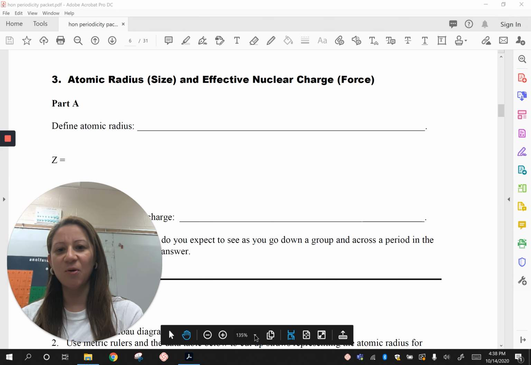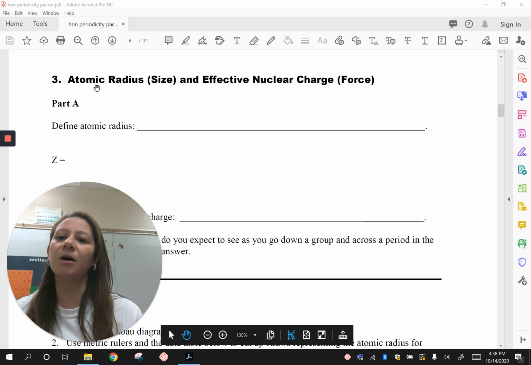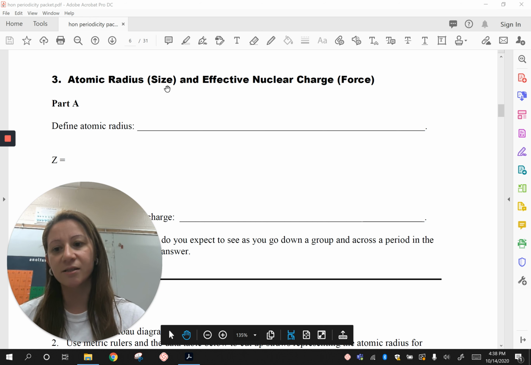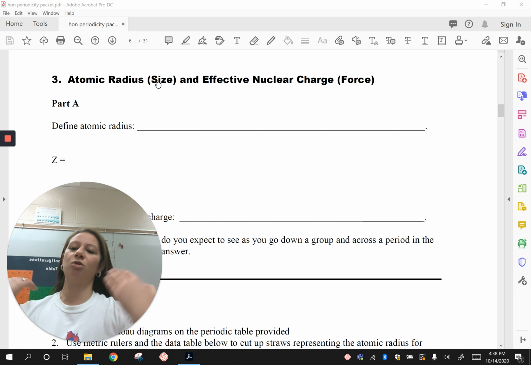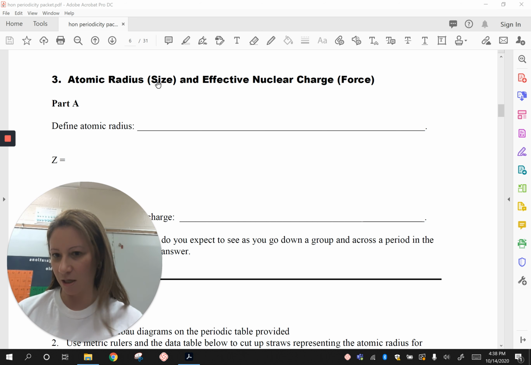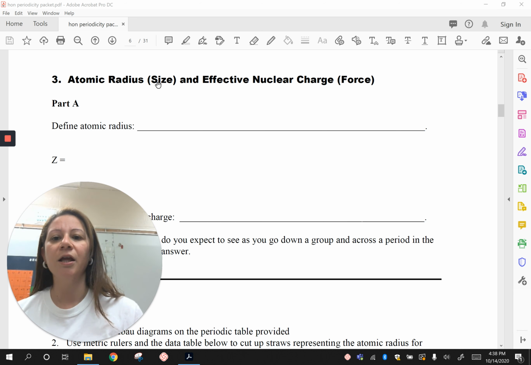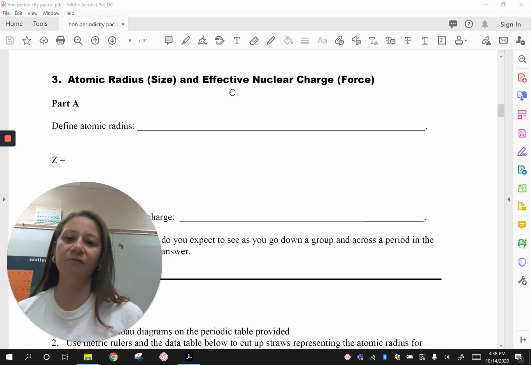Hi guys, we're continuing to talk about Chapter 6, Periodic Trends, and we are going to talk about two properties today and their trends on the periodic table. The two properties are atomic radius, or atomic size. Obviously, if the radius of the atom is bigger, then the size would be bigger, so we use those interchangeably because they correlate together. The other property is effective nuclear charge, or effective nuclear force.